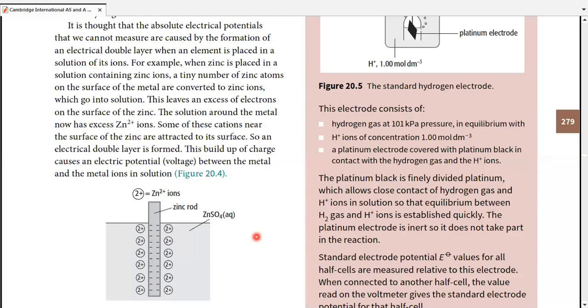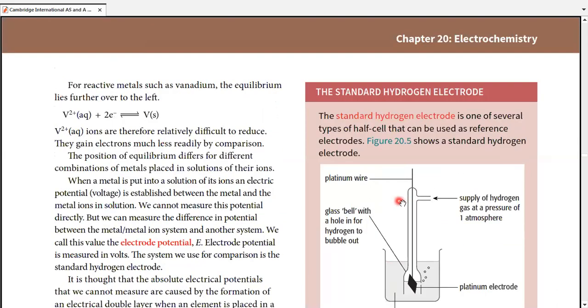What we do is that we are going to attach in conjunction to this system a standard system or a reference system in which we will be able to calculate the difference between both. Now let's talk about the standard system first. Then we're going to connect this to the standard system and find out how we measure the electric potential. Talking about the standard system, that is known as the standard hydrogen electrode, commonly abbreviated as SHE, S-H-E. So SHE is one of the several types of half cells that can be used as reference electrodes.